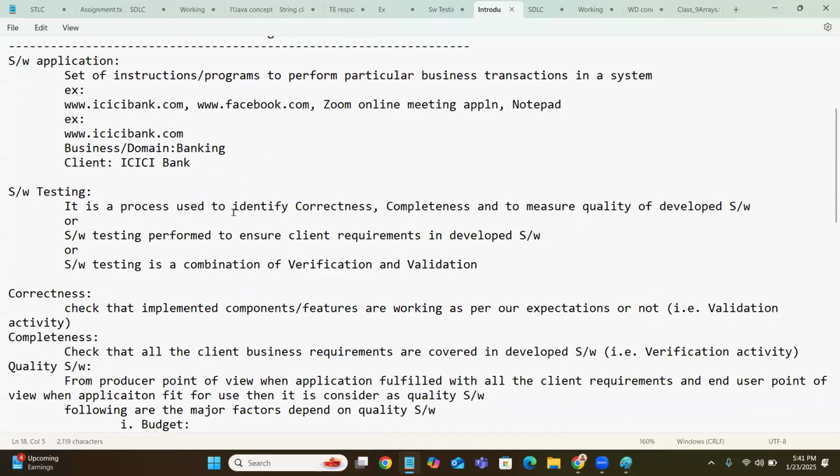It is a process used to identify correctness, completeness, and to measure quality of developed software. In other words, we can say software testing is performed to ensure client requirements in developed software.